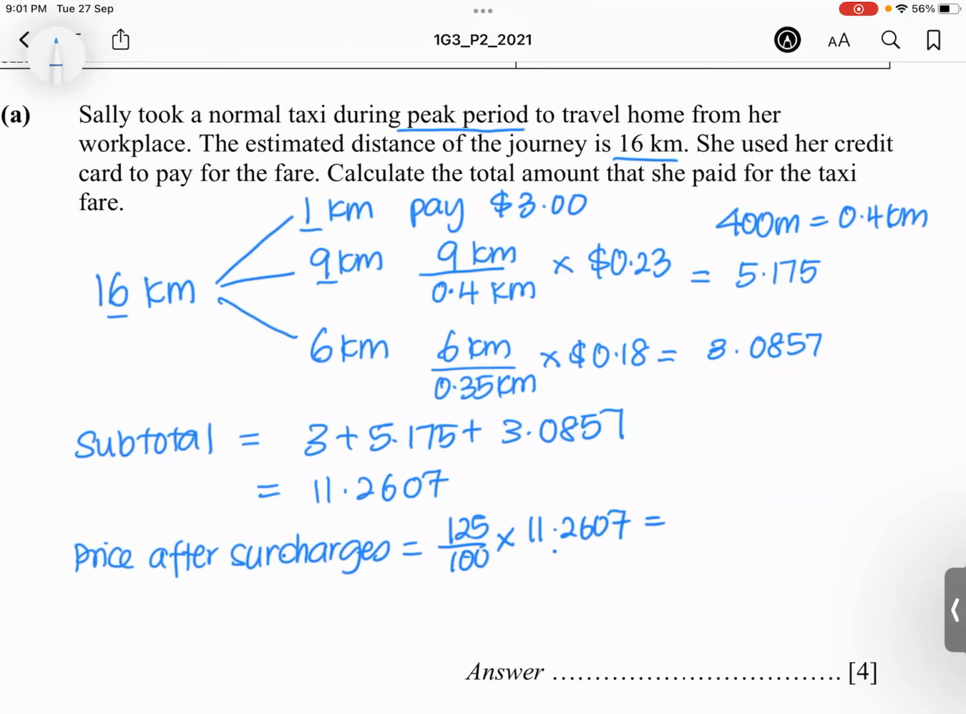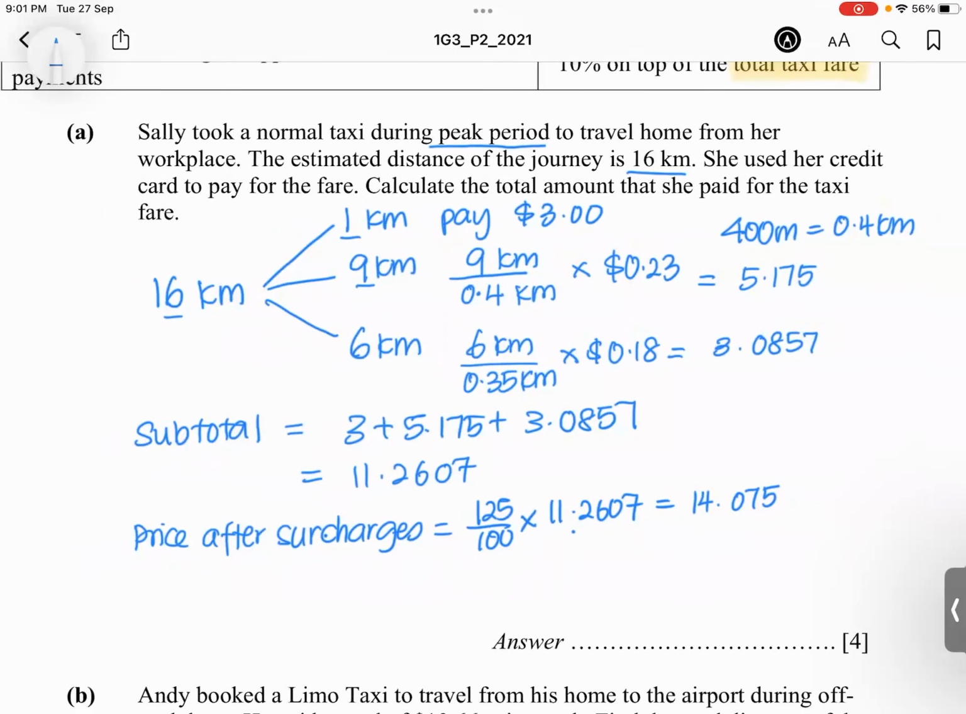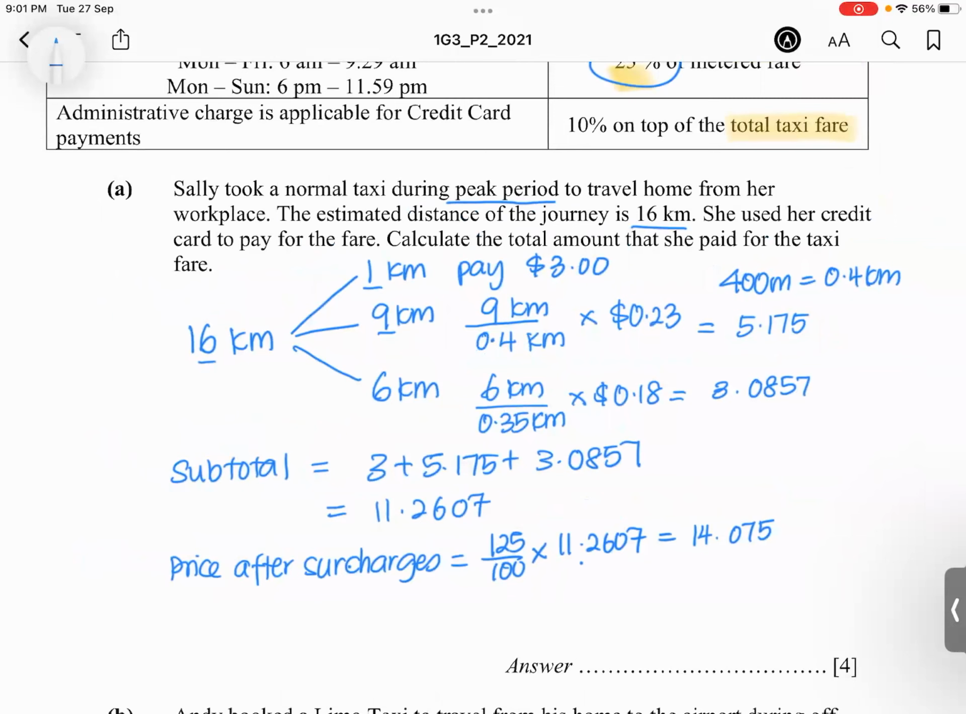Okay, so I'll calculate 125 over 100 times 11.2607. Why did I calculate? I pressed wrongly. Never mind, I copy my answer, 14.075 from my calculator. Okay, previous answer. Then after that, now I know the total taxi fare already. I'm going to count the admin fare price after.